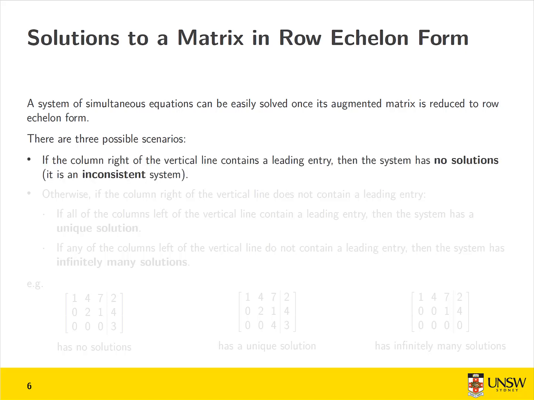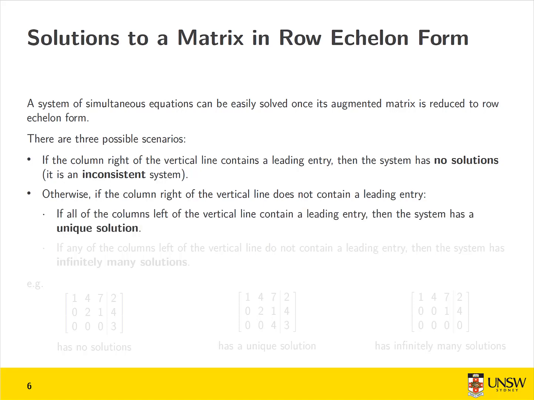If the column right of the vertical line contains a leading entry, then we can immediately conclude that the system has no solutions, or we can say that the system is inconsistent. Otherwise, we will have a matrix in which there are no leading entries in the last column. Then, if all the columns left of the vertical line contain a leading entry, we can conclude that the system has a unique solution. Otherwise, if any columns left of the vertical line do not contain a leading entry, we can conclude that the system has infinitely many solutions.